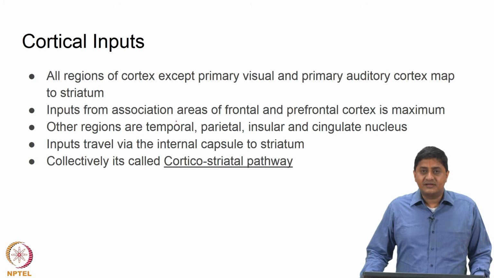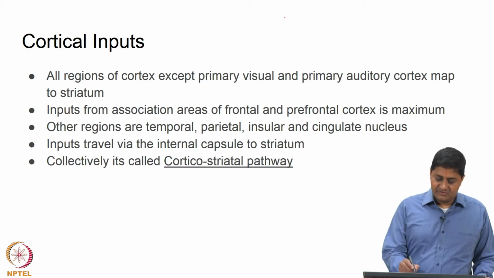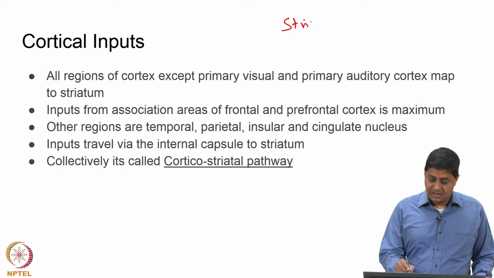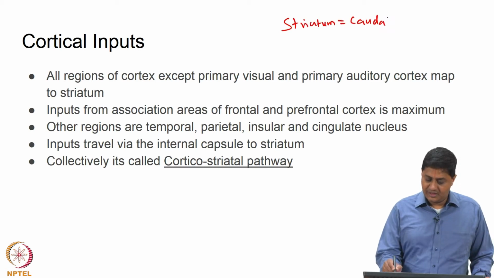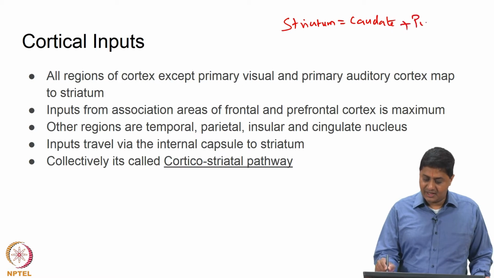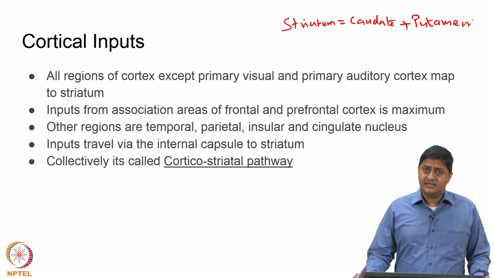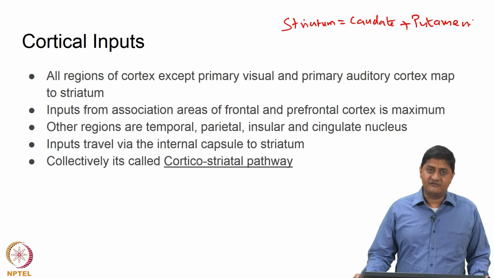Let us remember that striatum is the major input structure of the basal ganglia. So, striatum refers to caudate and putamen. These are the two nuclei that are collectively referred to as striatum. These two nuclei serve as the major input structures of the basal ganglia.